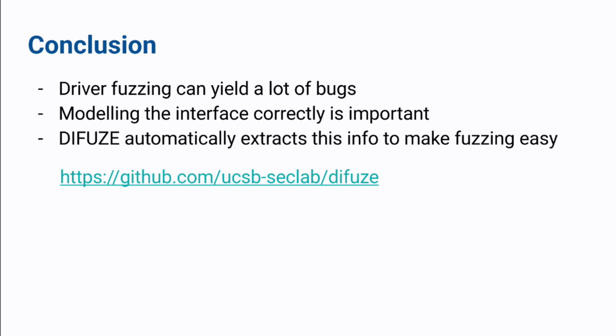And in conclusion, driver fuzzing can yield a lot of bugs, as we've shown. But one important aspect is that you need to model the interface correctly. If you don't model the interface correctly, you're going to miss out on most of the functionality, and you won't be able to hit lots of these bugs. But fortunately, DIFUZE, our tool, automatically extracts this info for you and can be used to make this fuzzing easy.